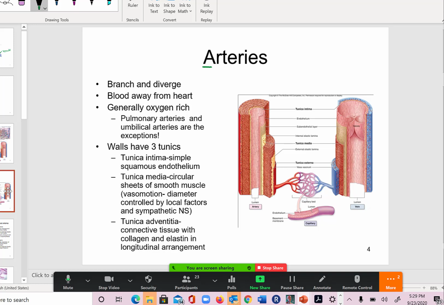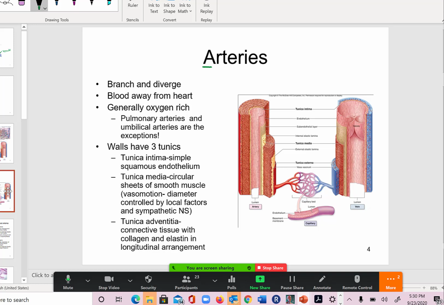In fact, one notable exception you will see at the end of this lecture is the pulmonary artery. It's an artery because it's carrying blood away from the heart, off of the right ventricle, but yet it's carrying oxygen-poor blood. It's carrying blood away from the heart toward the lungs for gas exchange.